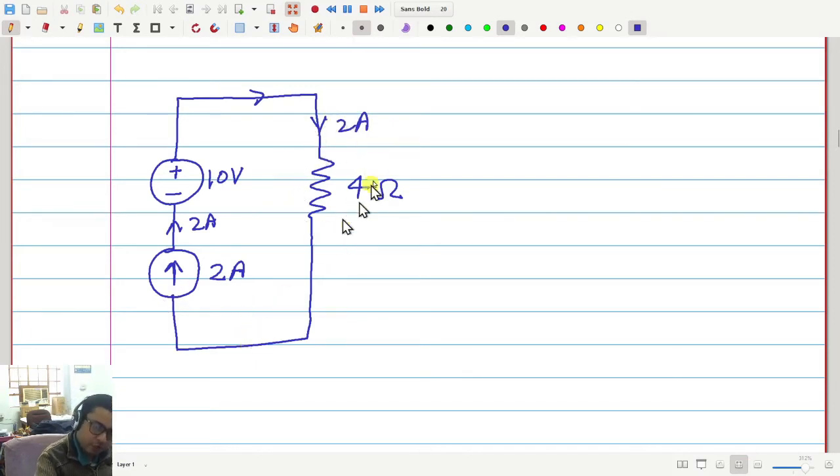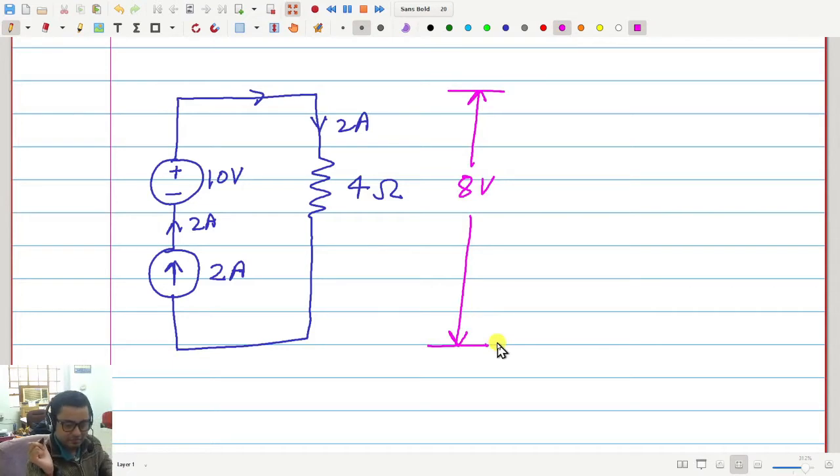Now, how much will be the voltage across this resistance? Next question. 8 volts. That comes from Ohm's law. Okay? Sir, I think the current source will give a negative voltage of 2 volt. That's what we will see. Yes. And okay, 8 volt with this side positive, this side negative.